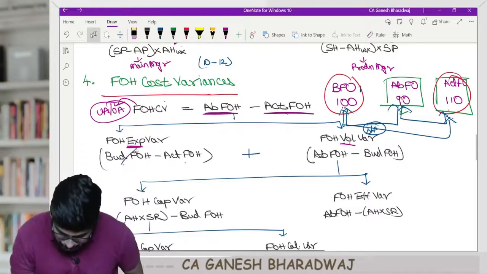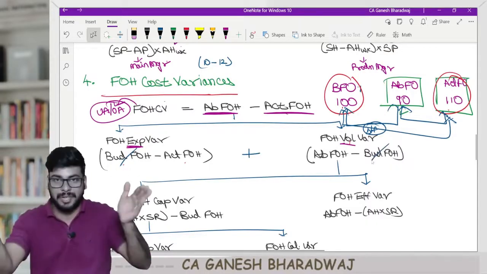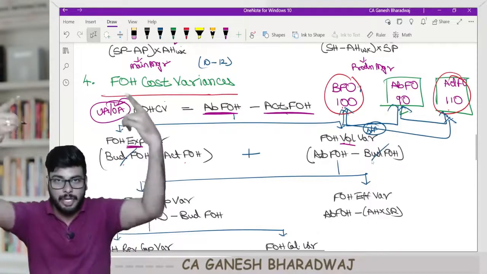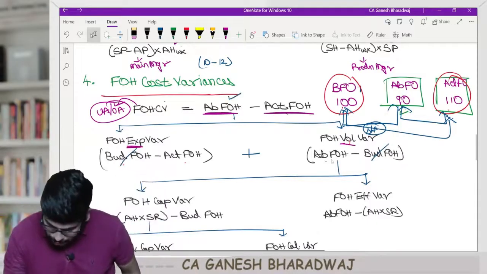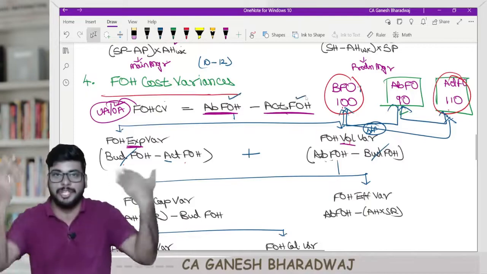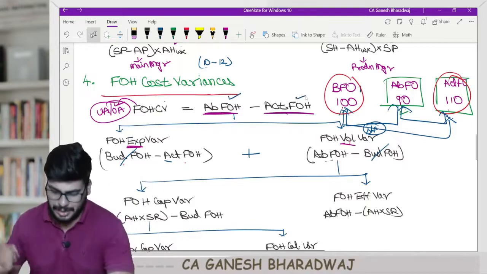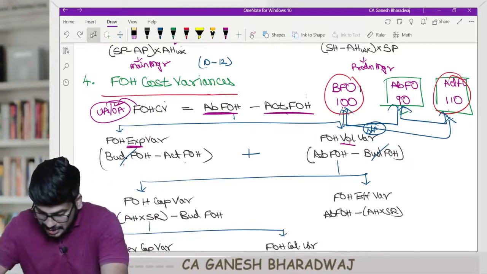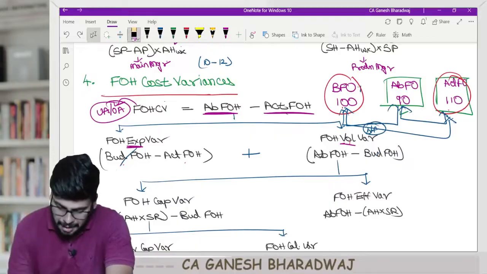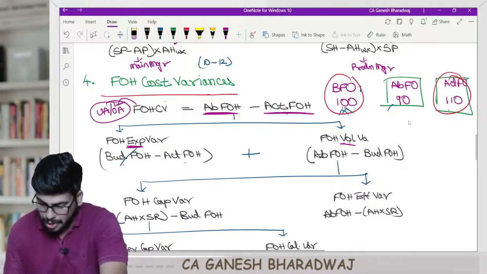Budgeted fixed overheads minus budgeted fixed overheads gets cancelled. Basically what you will get as the topmost figure is absorbed fixed overheads minus actual fixed overheads. You will be getting this figure. This is just for the purpose of understanding that I mentioned to you. Are you all able to understand?